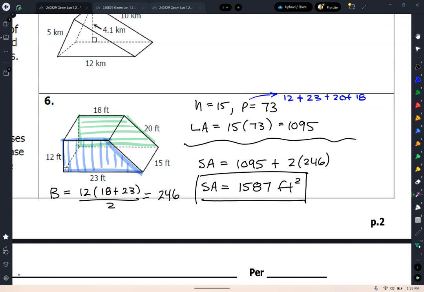So on a trapezoid, the 2 bases that we add together are the parallel sides. Now we're talking about the flat 2-dimensional surface. That's this length and this length. Those would be the bases of the trapezoid. Okay? All right.